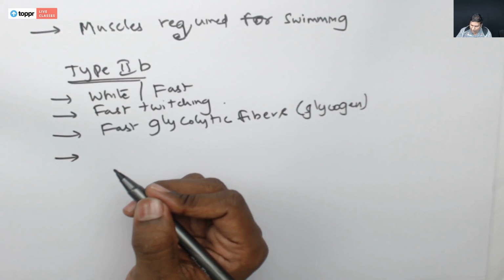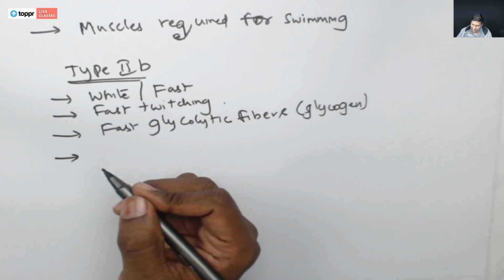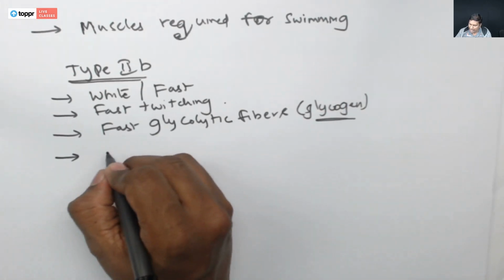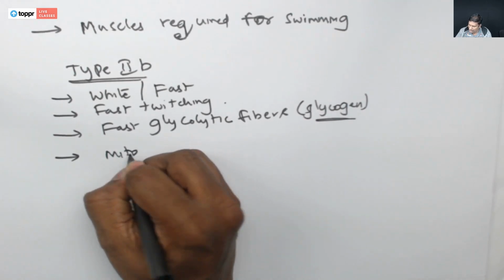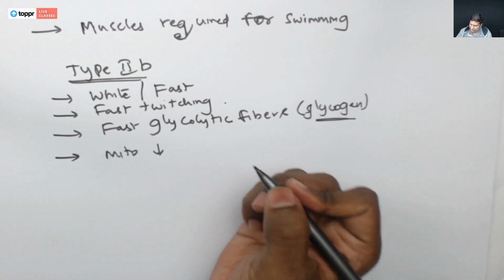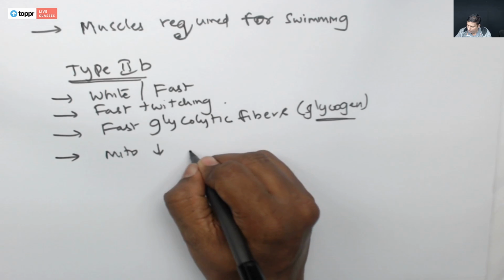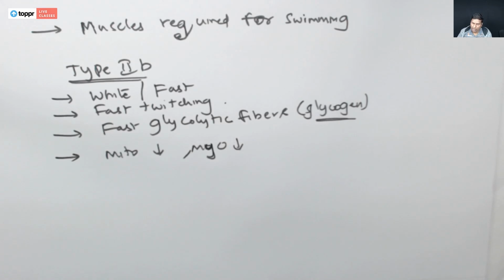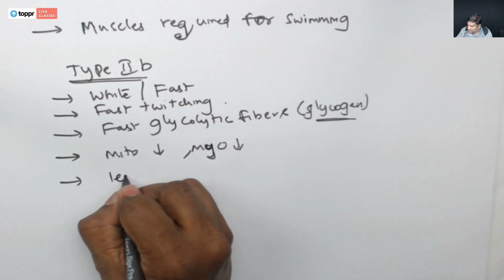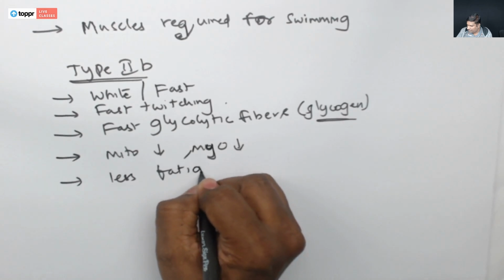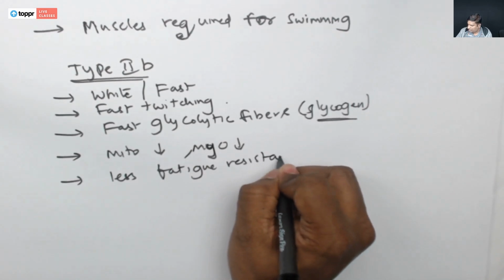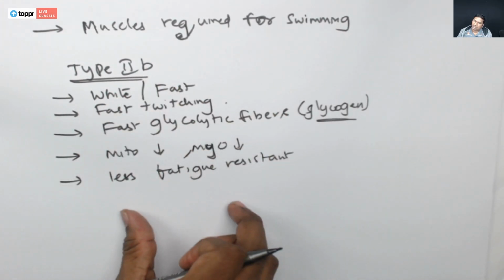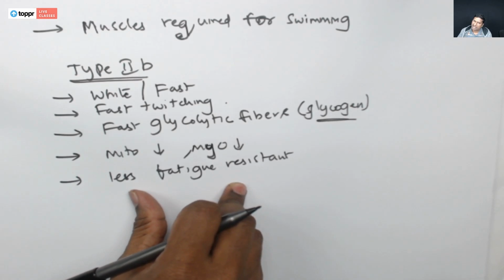Very quickly you will get energy because glycogen is already stored in the muscle fibers. When compared to type 2A, how is it different? Type 2A has less glycogen, whereas type 2B has high amounts of glycogen. The mitochondria are fewer when compared to type 2A, and the myoglobin also is low when compared to type 2A, and these are less fatigue resistant. Not just when compared to type 2A, when compared to type 1 also, these muscle fibers get tired very quickly.